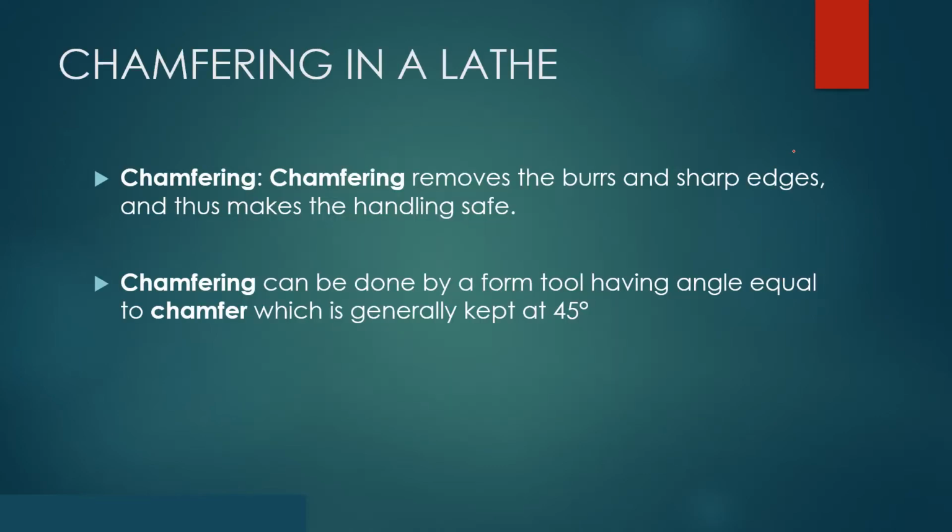Chamfering in a lathe. What is meant by chamfering? Chamfering removes the burrs and sharp edges and thus makes handling safe. The job we can handle easily. Chamfering can be done by a form tool having an angle equal to the chamfer, which is generally kept at 45 degrees. We can change this angle, but normally we do chamfering at 45 degrees.